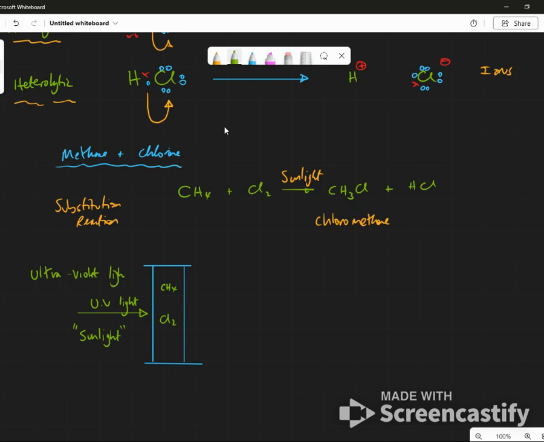light. So we use ultraviolet light, and again, if you're good at physics, ultraviolet light has just the right energy to break up a chlorine molecule. So if we expose methane and chlorine to ultraviolet light, we get a big bang. We get a big explosion. And these two react together, but you will get an explosion.